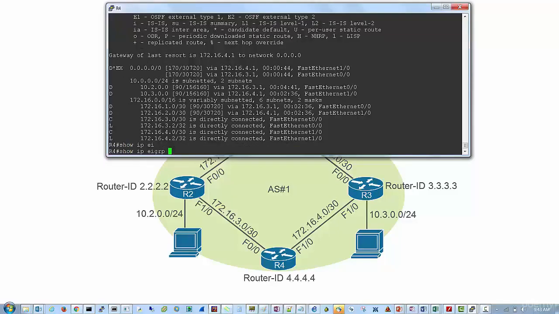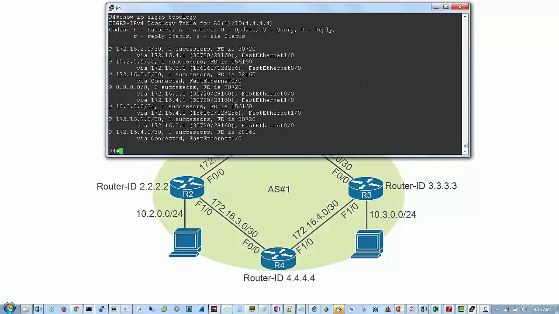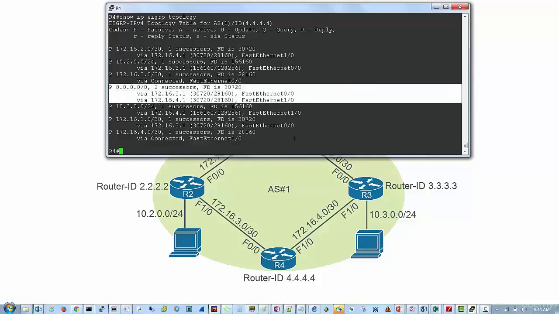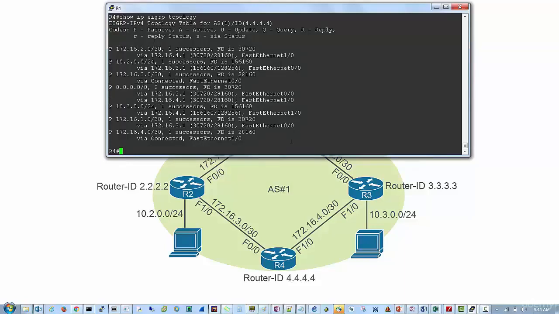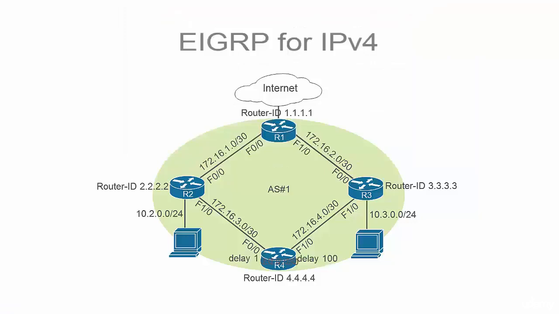Let's look at the topology table again here. So you can see that now it says we have 2 successors. They both have the same feasible distance, and since we can do equal cost routes, we now have 2 successors for that path. Well, that's great, but now what we're going to do is change R4's F10 interface delay to be 100, and then that path will have a higher metric than the path via R2, so that instead of having 2 equal cost routes, we'll only have 1 primary route via R2 for our default route.